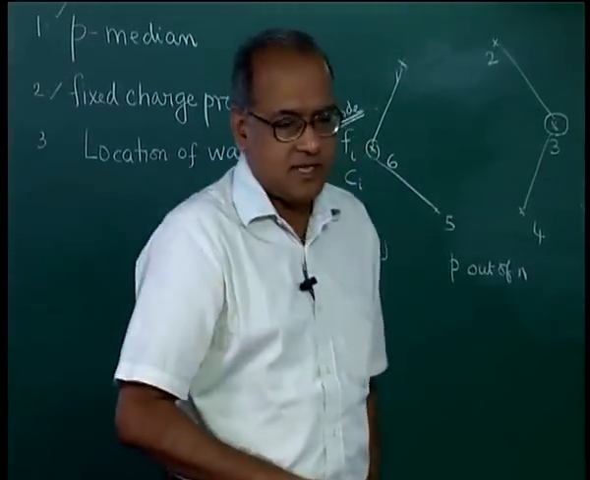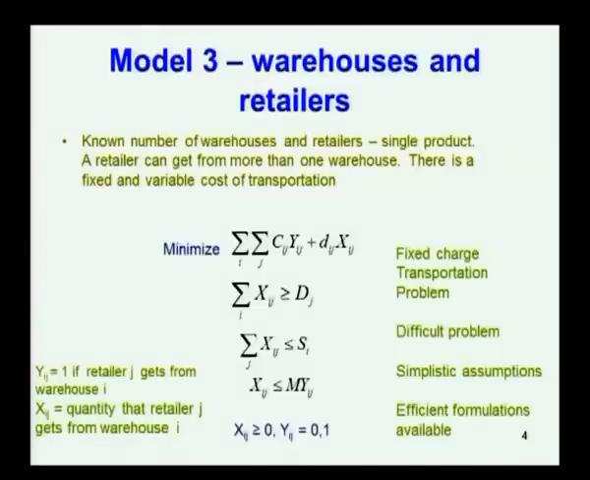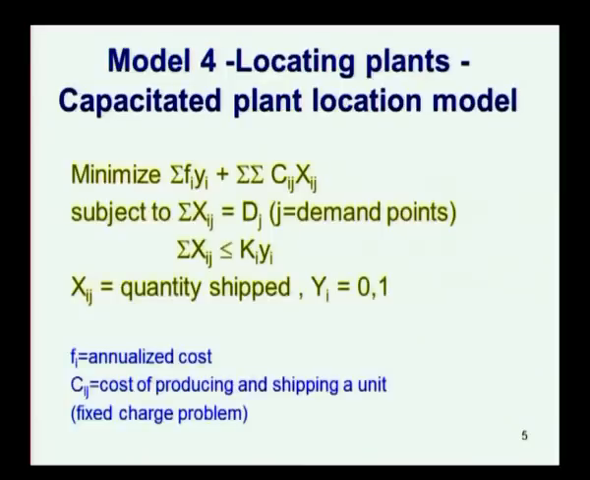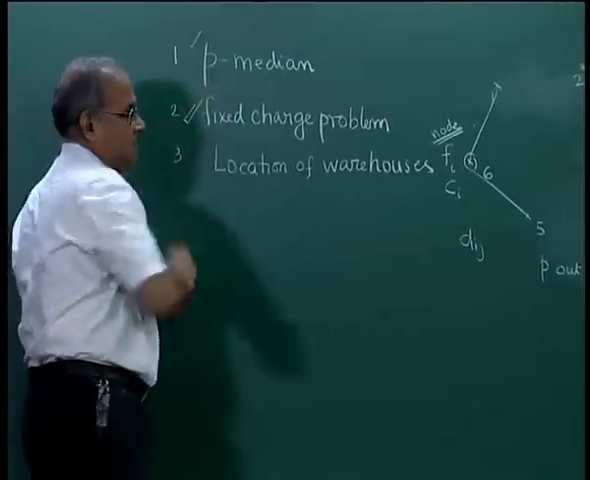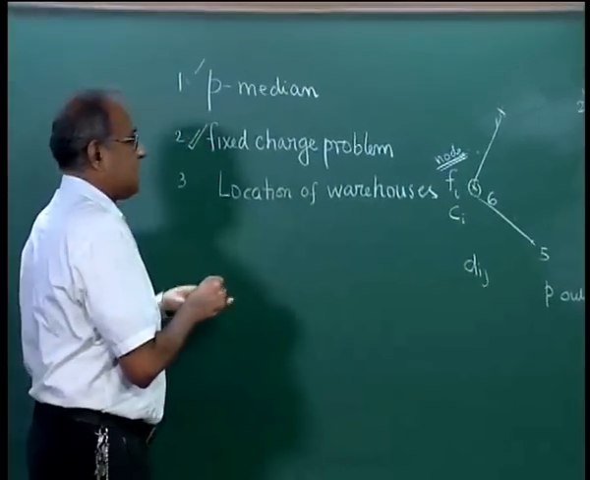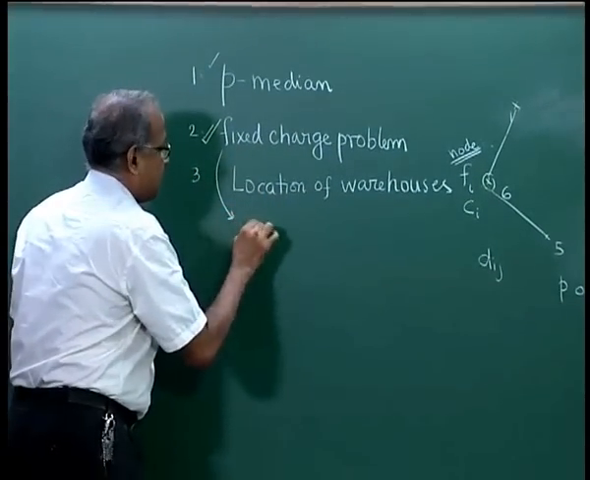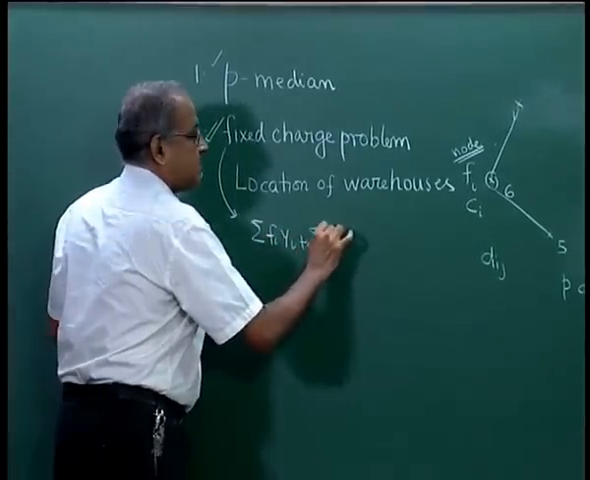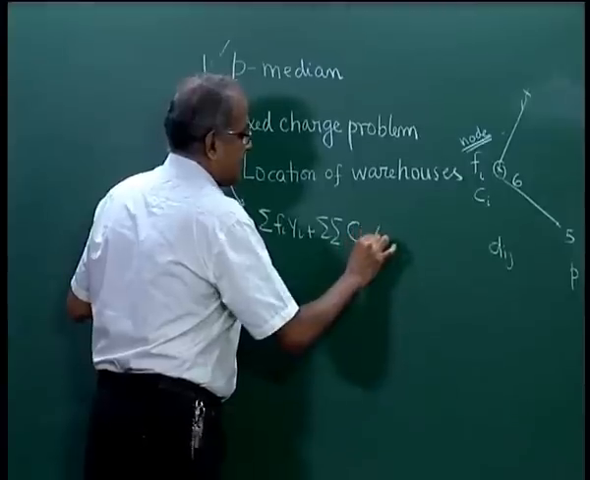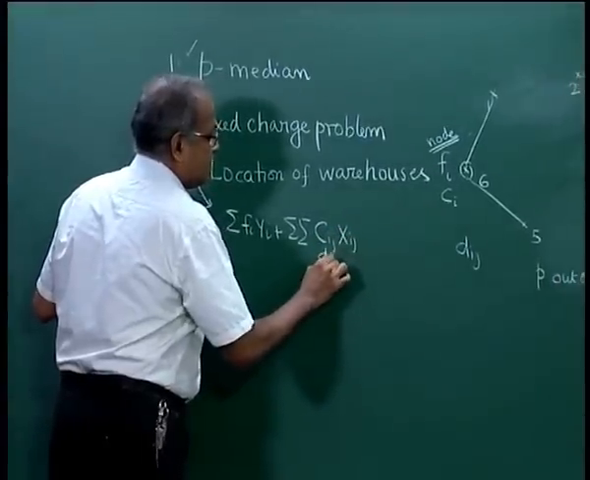So, that is our model 3, which talks about warehouses and retailers. Then we move to the fourth model, which is the capacitated plant location model, which is actually the fixed charge problem. So, Fi Yi, this is what is shown there as model 4, which is the fixed charge problem. Now, you see that the objective function is sigma Fi Yi plus sigma Cij Xij or Dij Xij.